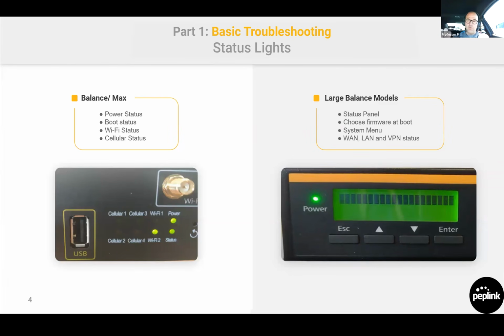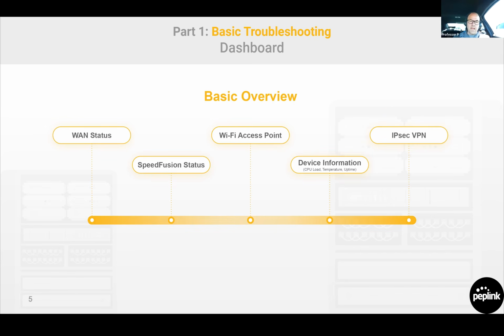That means both modules are actually being used for Wi-Fi access point. So if you try to do Wi-Fi WAN, it's going to say this Wi-Fi is disabled. If you want the best Wi-Fi performance, 2.4 and 5 gigahertz, you should see two solid green lights for the Wi-Fi. In the dashboard, we're going to have WAN status, SpeedFusion status, Wi-Fi access point status, device information, and your IPsec VPN status if you have that.